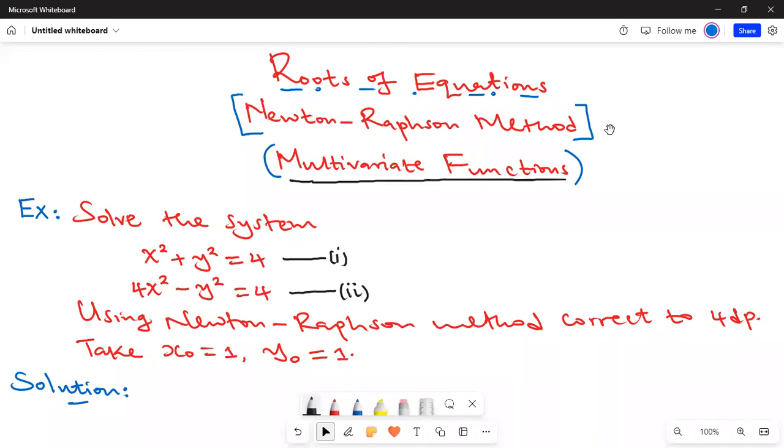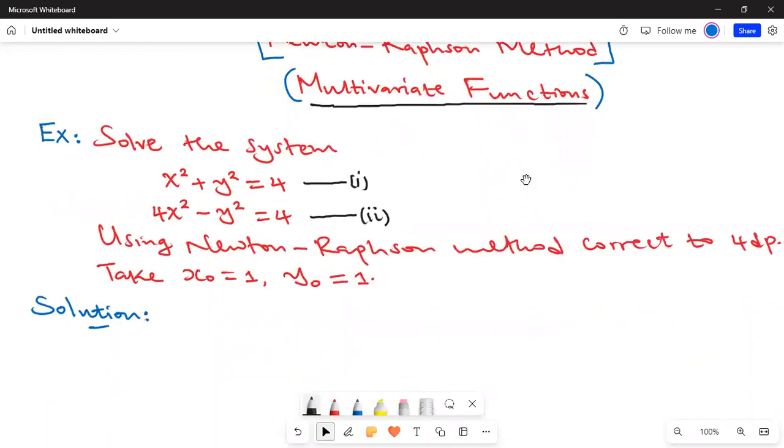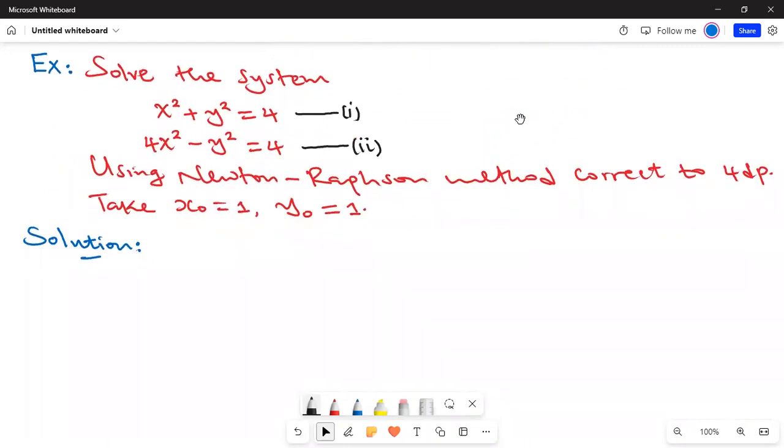Today we are going to look at how to find the roots of equations, and in particular we look at the Newton-Raphson method for multivariate functions. That is a case where you are given a system of algebraic equations and you are asked to solve it using the Newton-Raphson method. So for example, we are given this simultaneous equation that x squared plus y squared equals 4 and 4x squared minus y squared equals 4. And starting with x naught is 1 and y naught is 1, we need to find the values of x and y. So I want us to recall the method.